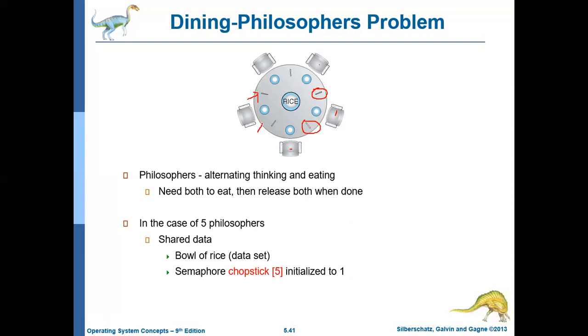Okay, now how do we write a solution for this problem using any of the solutions we have so far discussed for the critical section problem? So what are the critical sections? What are the shared resources? This rice bowl is a shared resource, so only one person can access it at a time. And each chopstick is a shared resource. That is, out of these two persons, only one can access it at a time. If both of them want to access it, then only one should be given access. Like that, every chopstick is a critical section area.